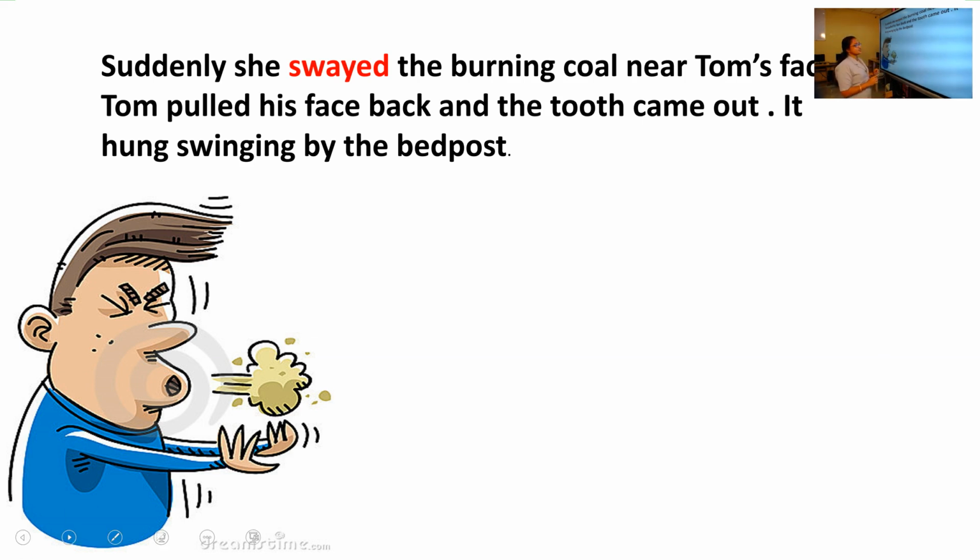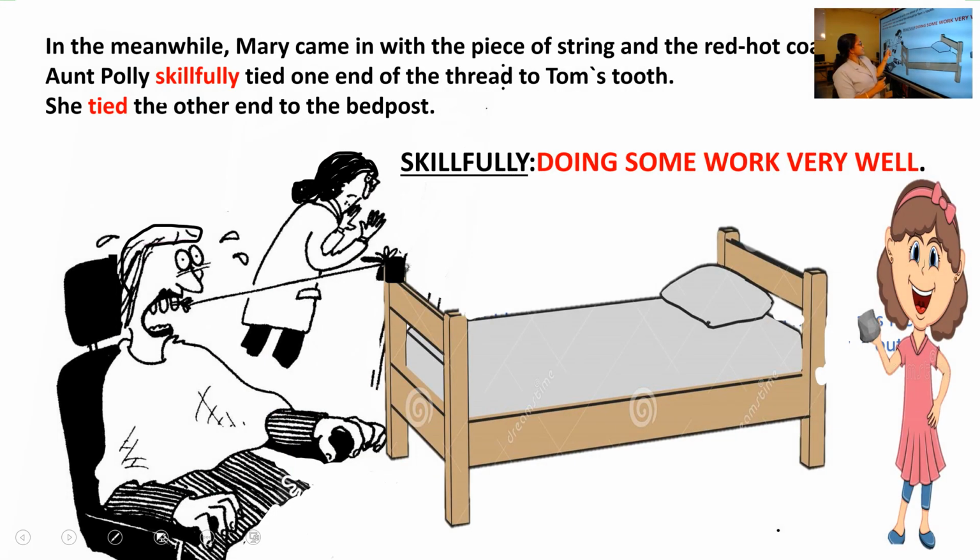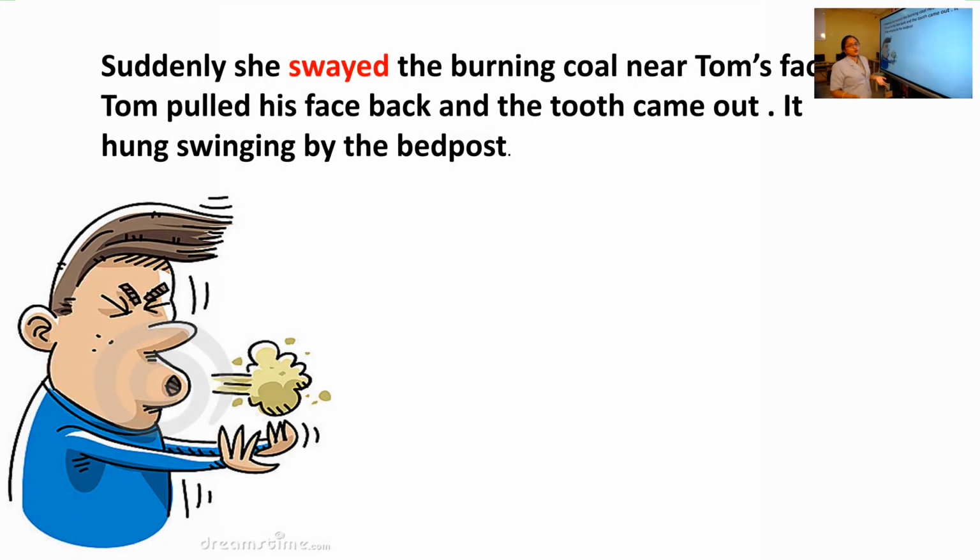See, in the previous picture, you saw that there was a thread, isn't it? One end of the thread was tied to Tom's tooth, the other to the bedpost. And what did Aunt do? She brought this coal very close to Tom's face. It is very hot, okay? And what did Tom do? It was so hot that he just pulled his face back. Very suddenly, very spontaneously, he pulled his face back. And the tooth came out.